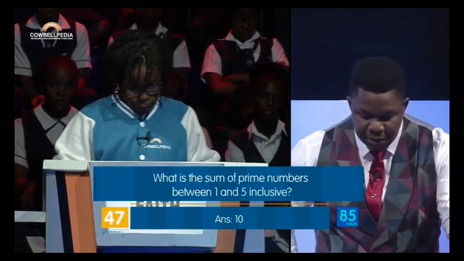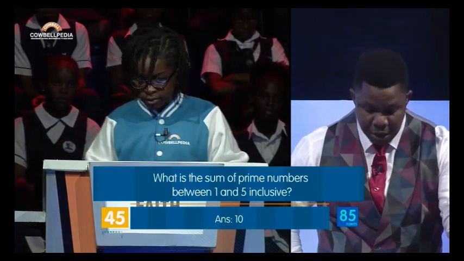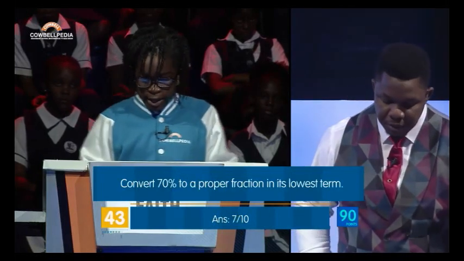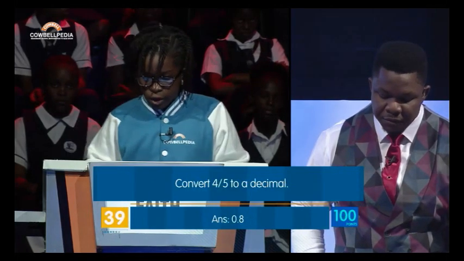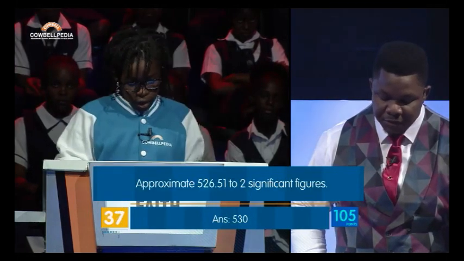28. Correct. What is the sum of the prime numbers between 1 and 5? 10. Correct. Convert 70% to a 7 over 10. Correct. Express 0.00. 2.4 times 10 to the minus 5. Correct. Convert 4. 0.8. Correct. Approximate 5 to 5.